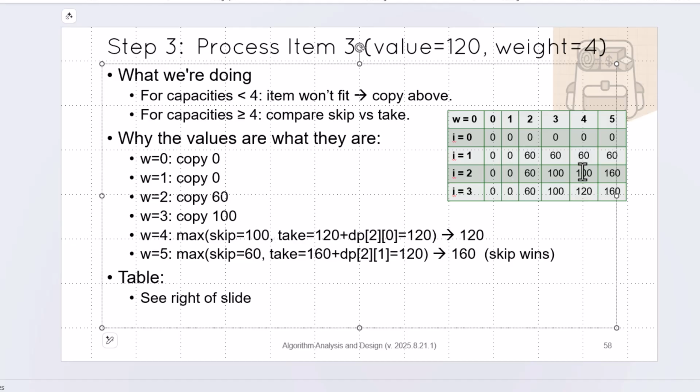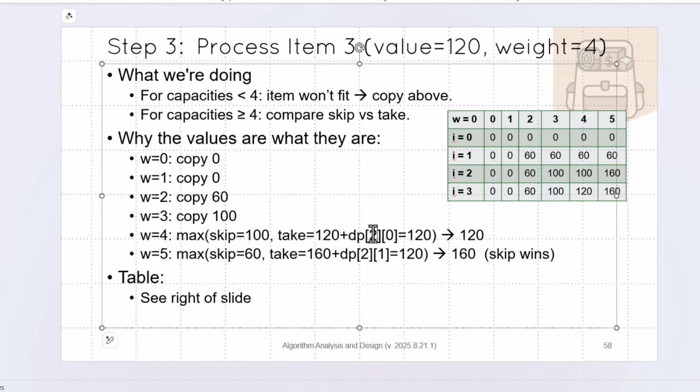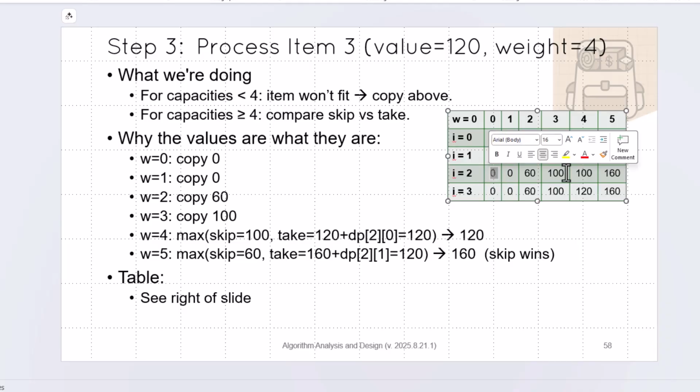We would take the item above. Or take means we take the value 120 and add dp at 2 of 0, which is the capacity. So that's 4 over, so 1, 2, 3, 4. So 2, 0 gives us 0. That means we'd have to essentially think of it as emptying the sack of whatever else is in there and taking this new item, which gives us the maximum 120.